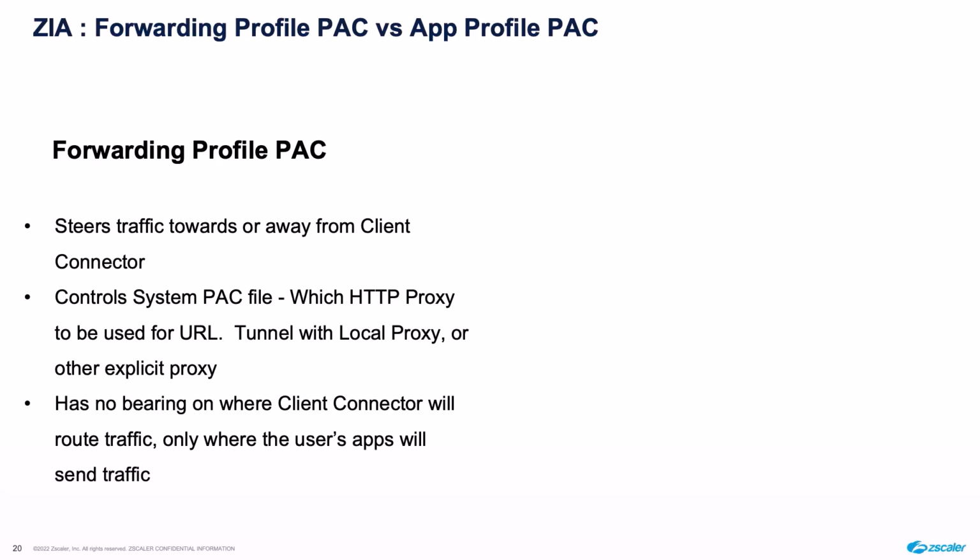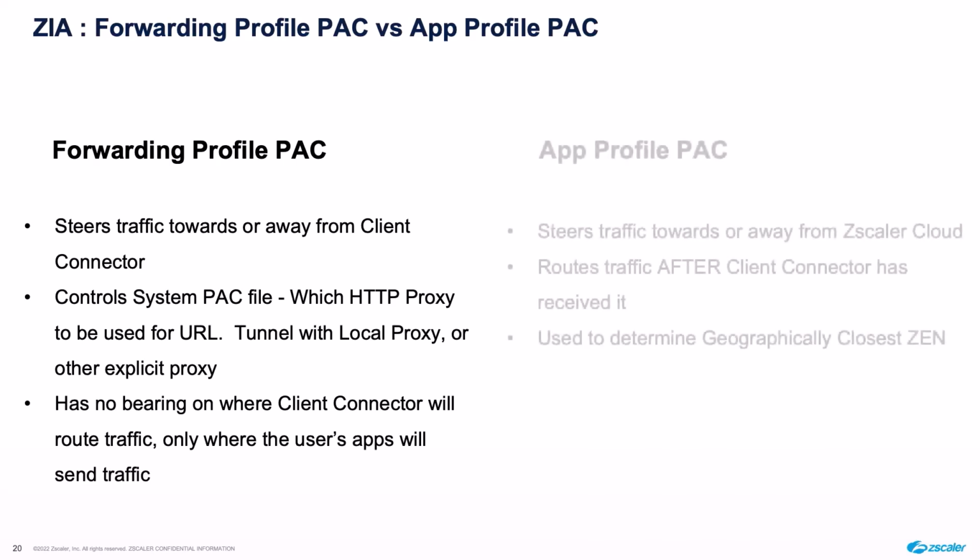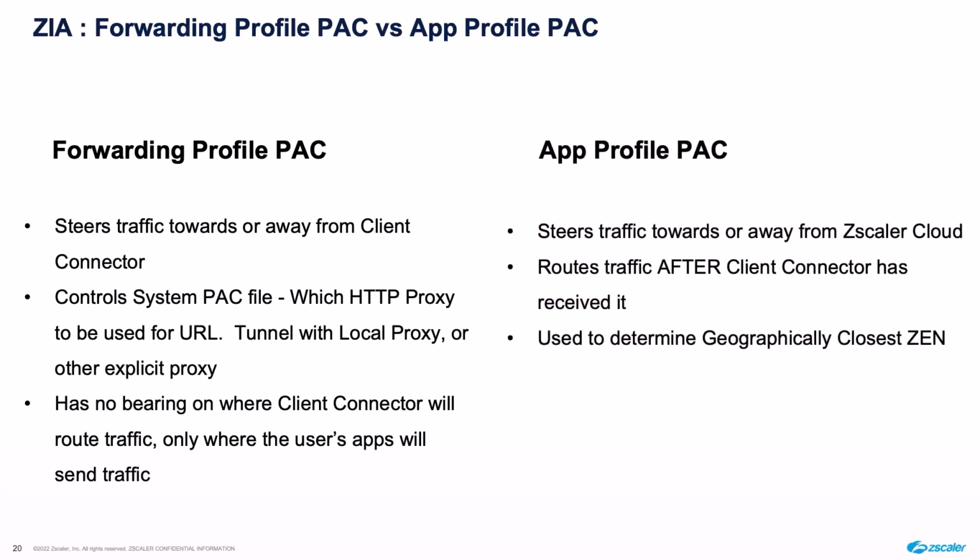will send traffic. So a user's application could be the Internet Explorer browser, Edge browser, Chrome browser, Firefox. They would receive the forwarding profile PAC that makes the decision how that browser will treat the HTTP traffic and what proxy server it will send it to. And that proxy server could be Zscaler, or that proxy server could be the local proxy that's enabled in the Zscaler client connector. The application profile PAC steers traffic towards or away from the Zscaler cloud.